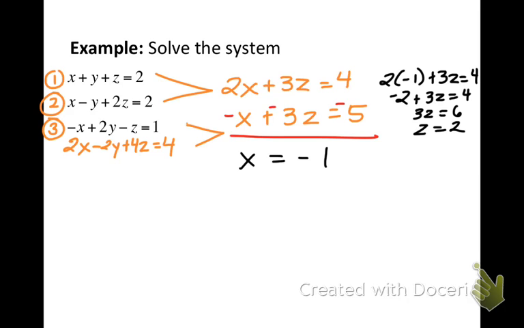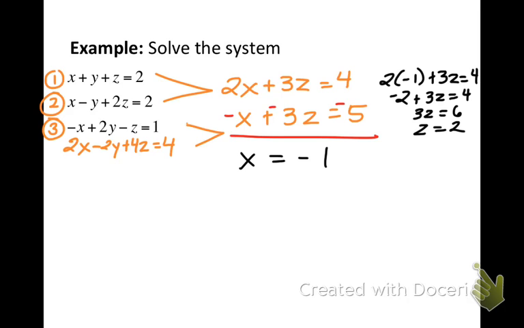So now I've got my x. Now I've got my z. The only other variable that I'm missing is my y. And in order to get that, I'm going to have to go back to the original 3 equations and pick whichever one you want. Which one do you like the best?